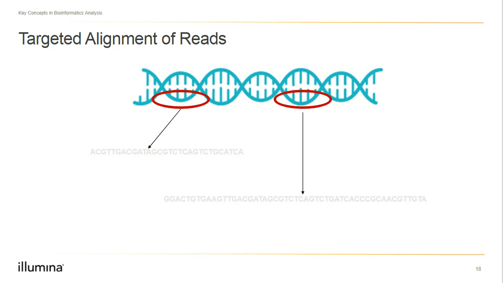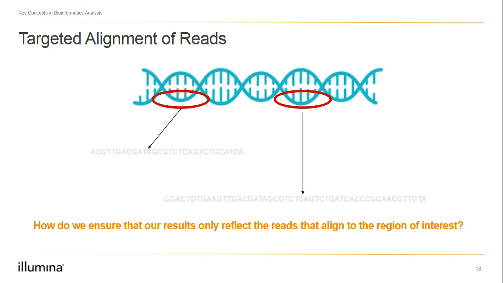We already mentioned that reads could align to more than one region in the reference. So how can we ensure that our aligned reads only fall in our targeted regions of interest? The answer is that we can use a manifest file to filter our alignment results to show us only the reads that fall within our target regions.